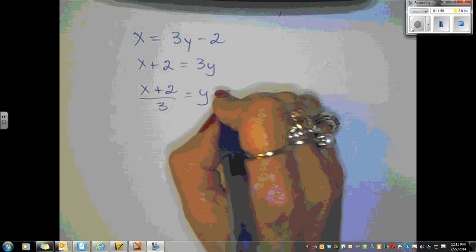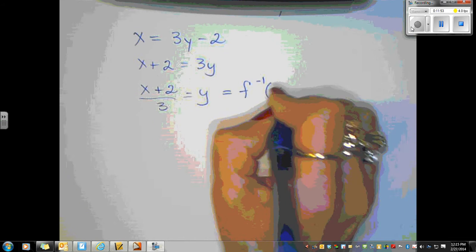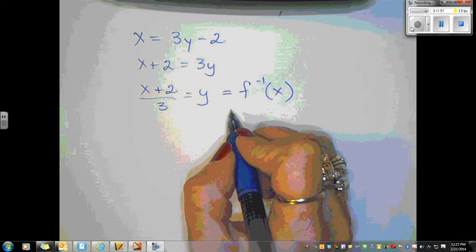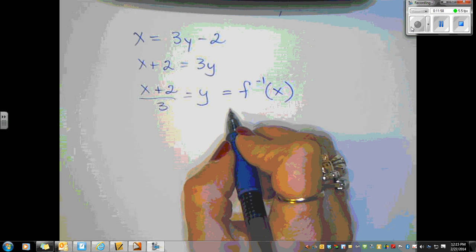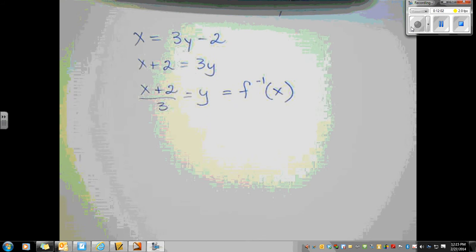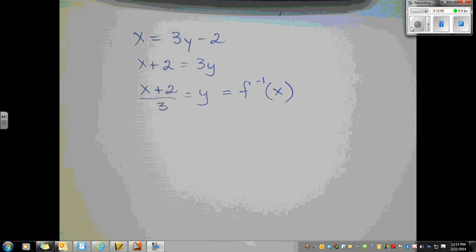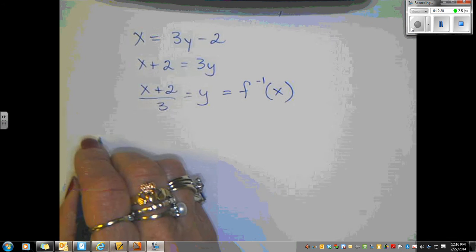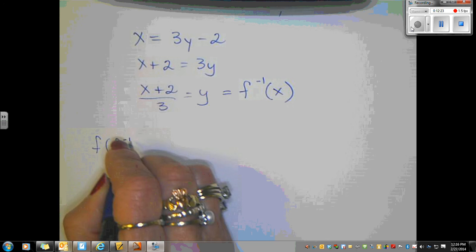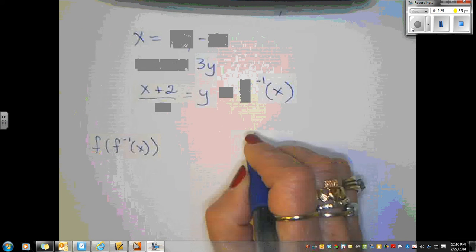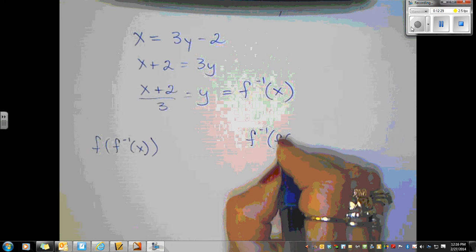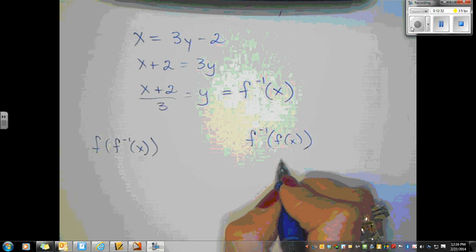Okay, so this is the symbol for inverse. Symbol for inverse. Now, how on the AP test do I prove to them I have an inverse? Okay, this is what you do: f of f negative 1 of x and f negative 1 of f of x. Let's see what happens when we do this.